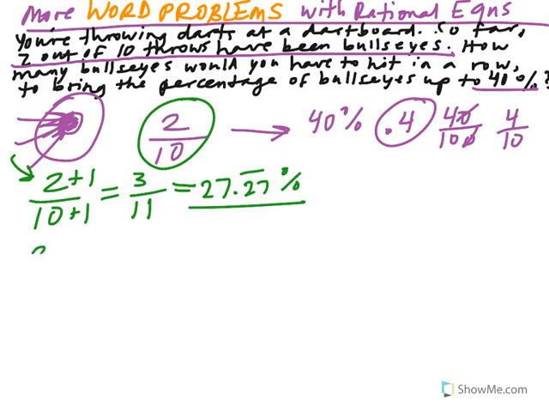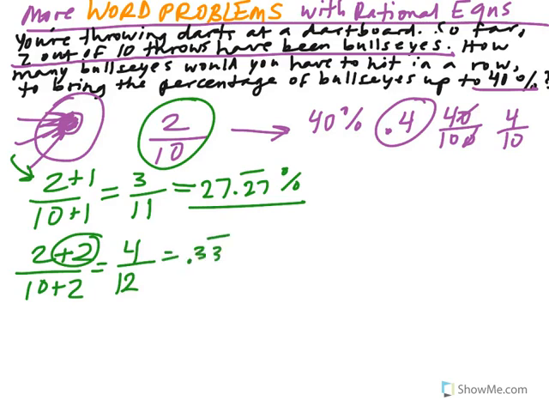Alright? Well, as you hit more and more bullseyes in a row, this percentage will increase. For example, say you hit 2 in a row. Alright, so you throw 2 darts. Okay, so the number of bullseyes you throw have increased by 2, and also the total number of darts you've thrown has increased by 2. So now we'd have 4 over 12. Alright, so that's a third, which is 0.33 repeating, which is 33.3 repeating percent.